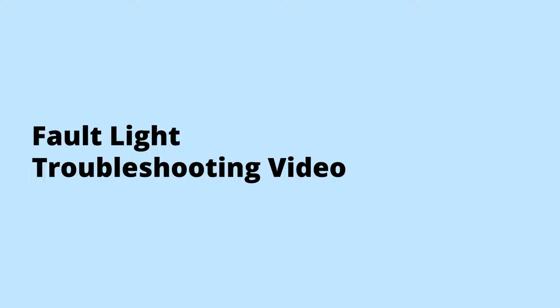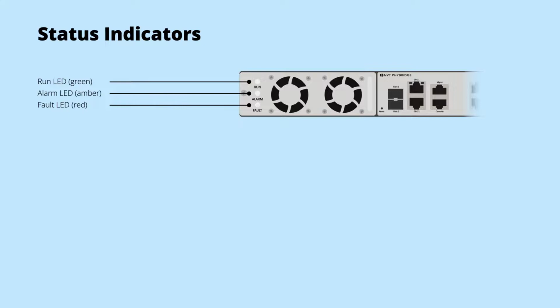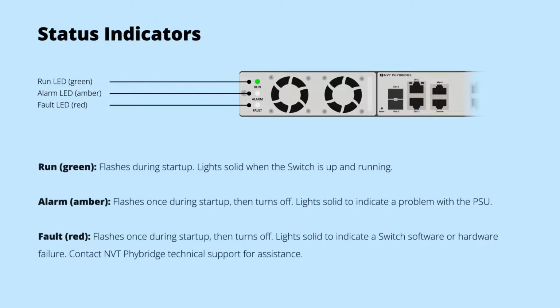My name is Nico and today we'll be discussing how to properly troubleshoot a fault light error on your managed switch. There are three lights indicating status on the power supply of the switch. A green LED indicates that the device is powered and running. It flashes on startup, and when solid, it will indicate that the device is fully operational.